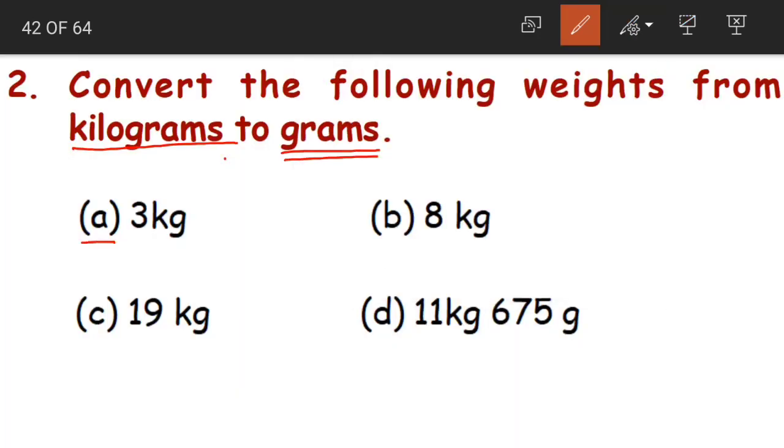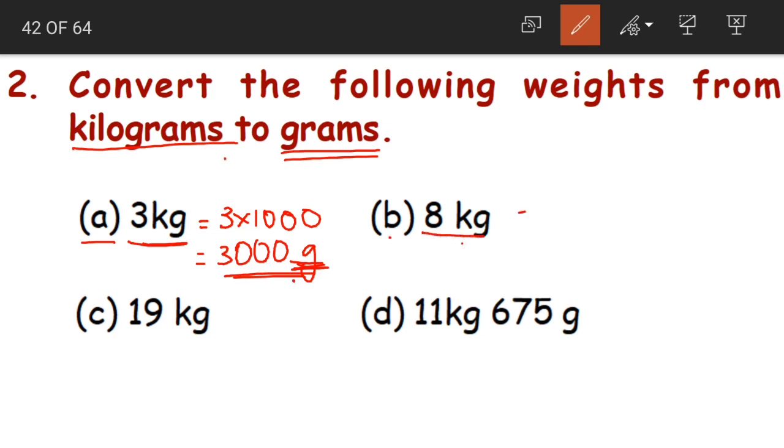If you look at the questions, first one is 3 kilograms. Now how to convert this into grams children? 3 into 1000, that is nothing but 3000 grams. Don't forget to mention the G in the answer. 3 kilograms is equal to 3000 grams. Coming to question B, 8 kilograms. Again it is nothing but 8 into 1000 grams, that is equal to 8000 grams.